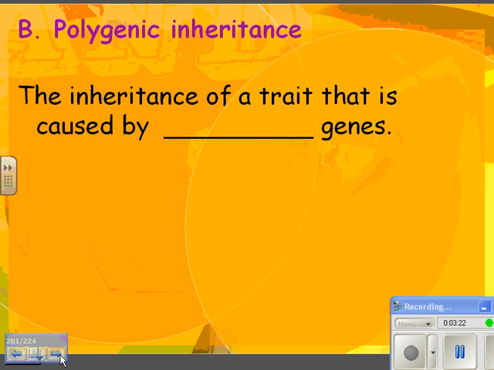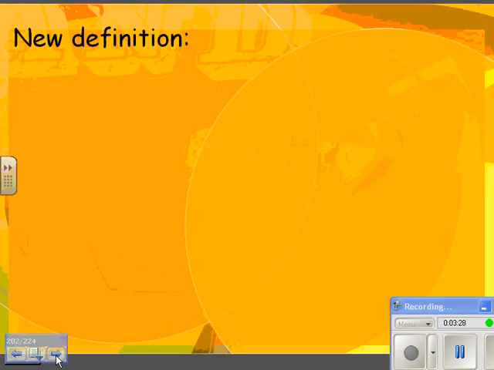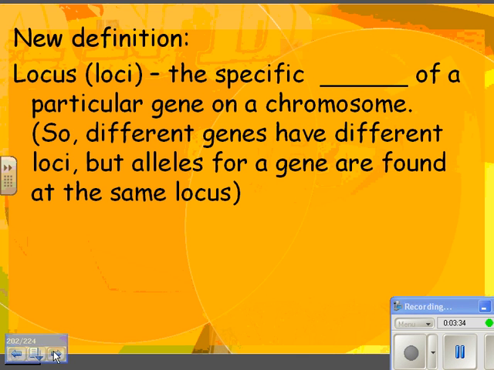So this is the inheritance of a trait that is caused by two or more genes. Something like widow's peak is caused by one gene, but something like skin color is caused by many. So new definition, locus. This is the specific location of a particular gene on a chromosome. So different genes have different loci, but alleles for a gene are found at the same locus.